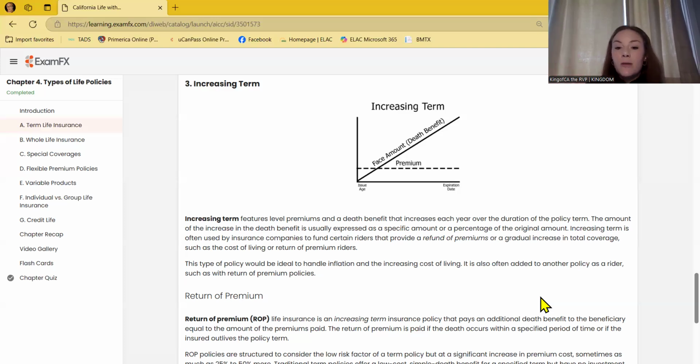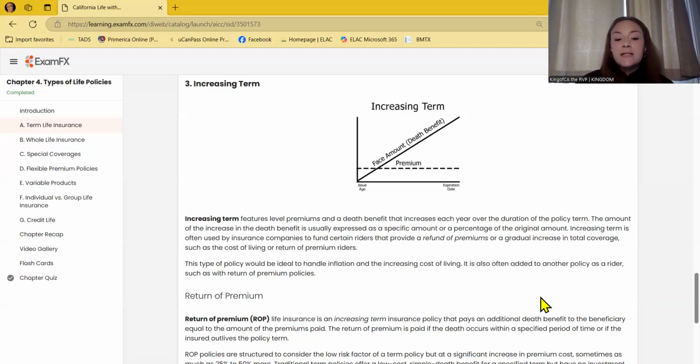So with increasing term, the death benefit is going to be rising because people are afraid that their $300,000 is not going to have the same kick that it needs to later on in life. It's not going to have the same purchasing power. So what they do is they purchase increasing term. It's a level premium, but every year the benefit is going to increase and follow inflation. This gives us a hedge against that.